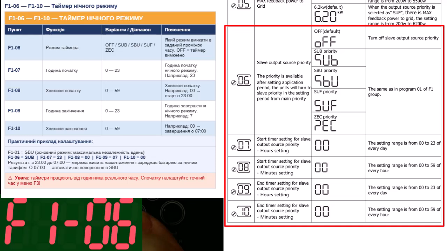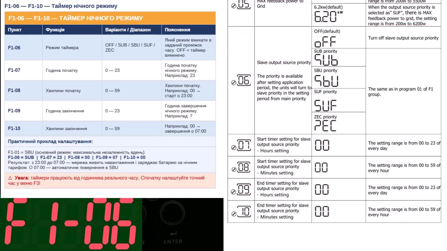Your main mode in F1-01 is set to SBU, maximum grid independence during the day, battery running at full capacity. But you know that your utility offers a cheaper nighttime rate, say, from 11 p.m. to 7 a.m. The timer lets you automatically switch operating modes for exactly that time window. For instance, set the night mode to SUB, and overnight the grid powers the loads while also charging the battery at the cheaper rate. At 7 a.m. the inverter automatically switches back to SBU and resumes maximizing solar and battery use.